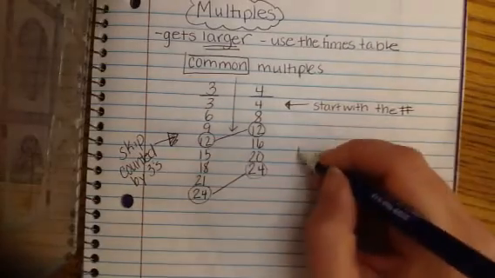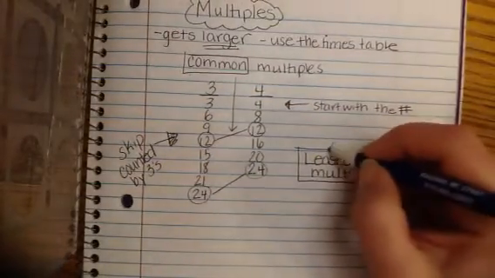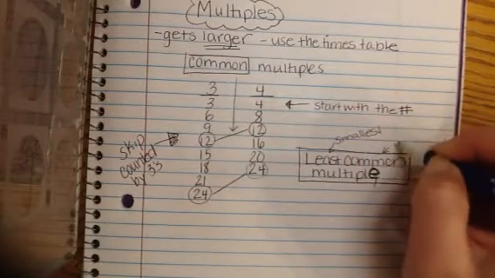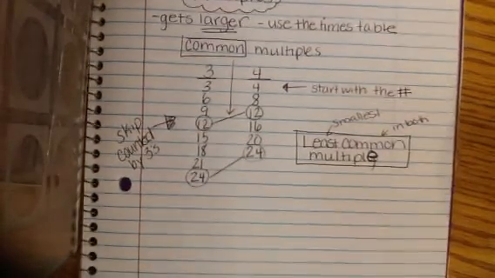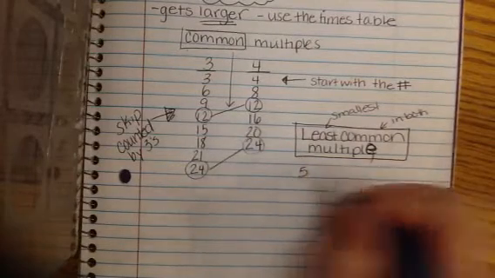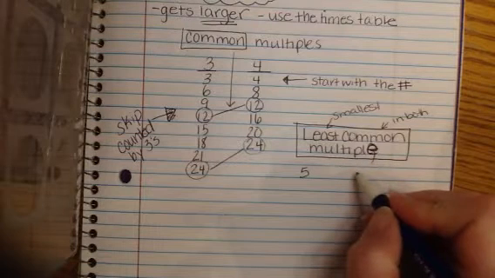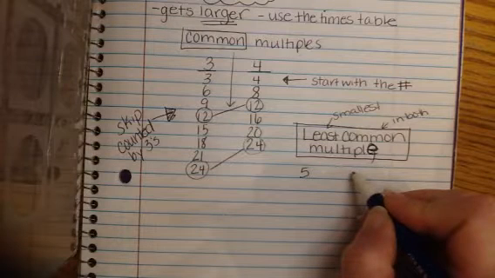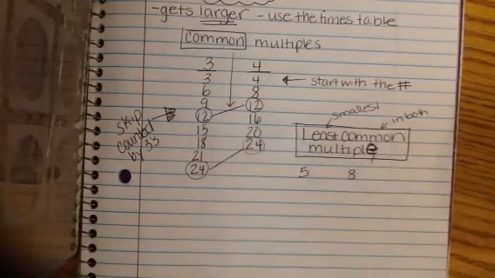Least common multiple. So what is it? Least means smallest. Common means in both, the ones they have in common. All right, so let's try 5 and maybe let's try 8. What's the least common multiple? What do they have in common?